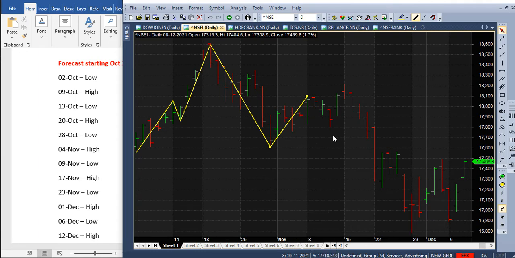Then 9th of November is low. We have a low here on 11th. Again, see how it is taking support on this bar. Okay, then 17th is high. We have a high on 15th.